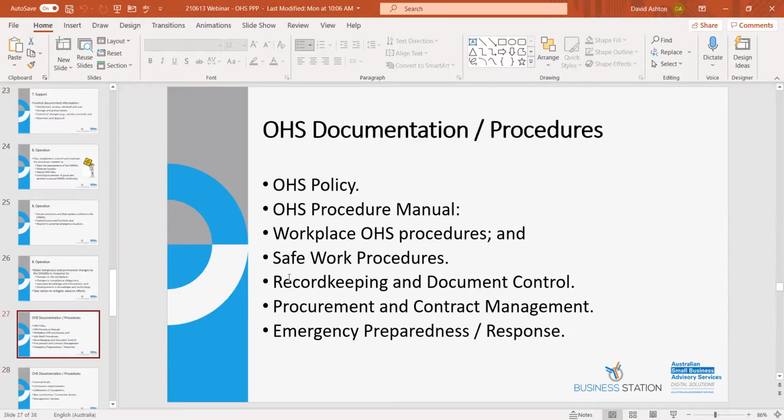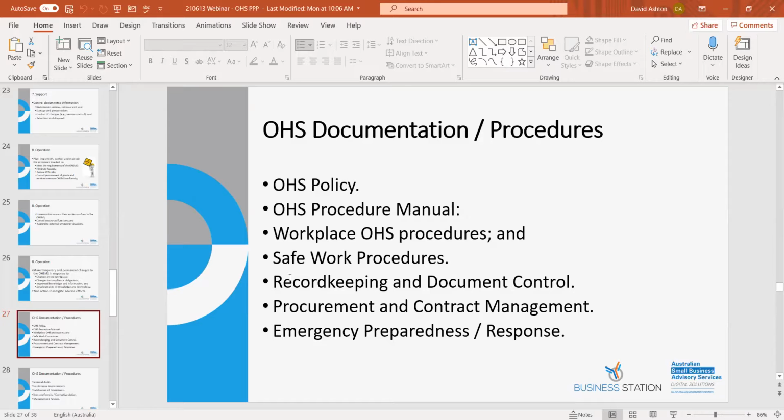So the standard requires you to have certain documentation. You need a policy. You need a procedure manual that outlines all the safety procedures that you have. So, working at heights, working alone, working from home, hazard identification, using vehicles, anything that you think is part of the risk assessment that you've done that may involve a safety risk, then you need to have a procedure to mitigate that risk occurring.